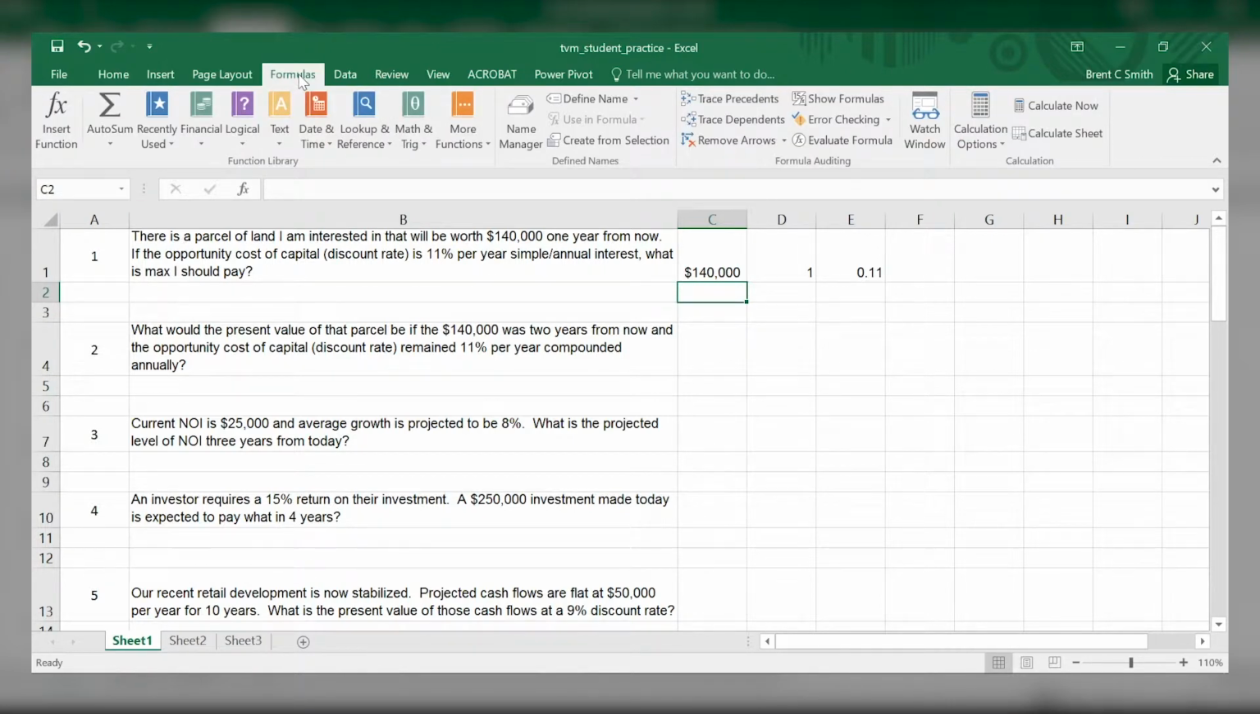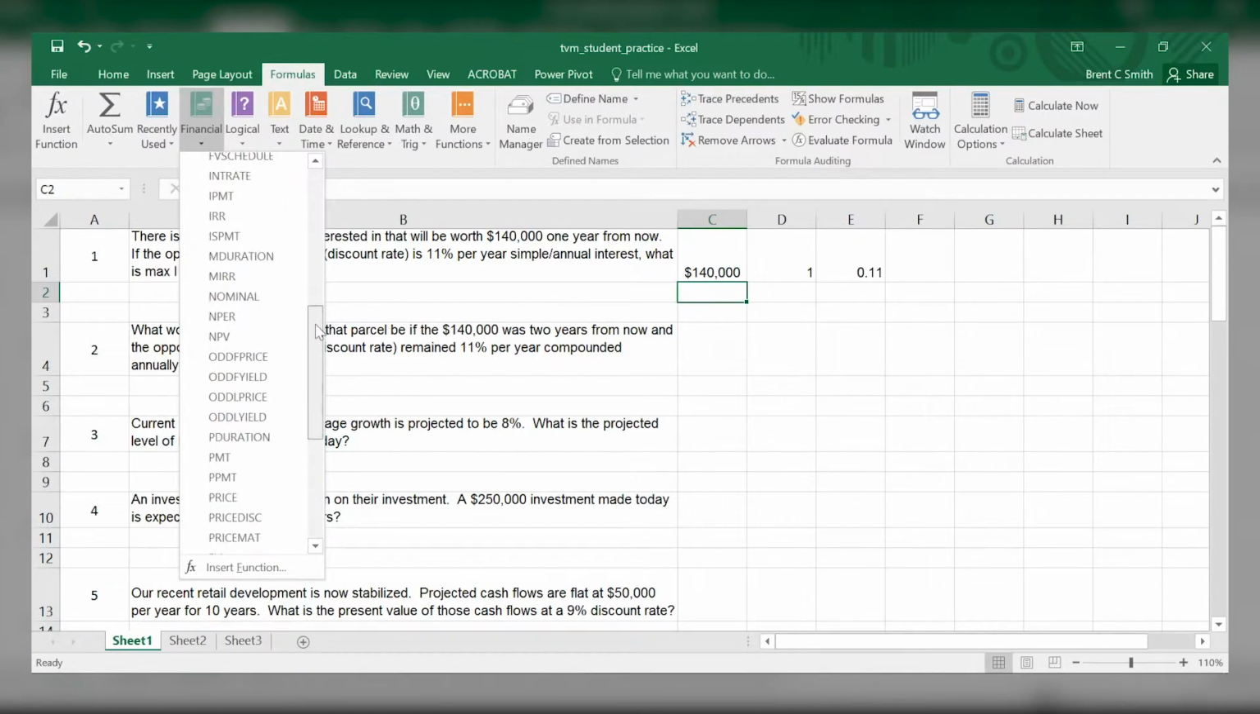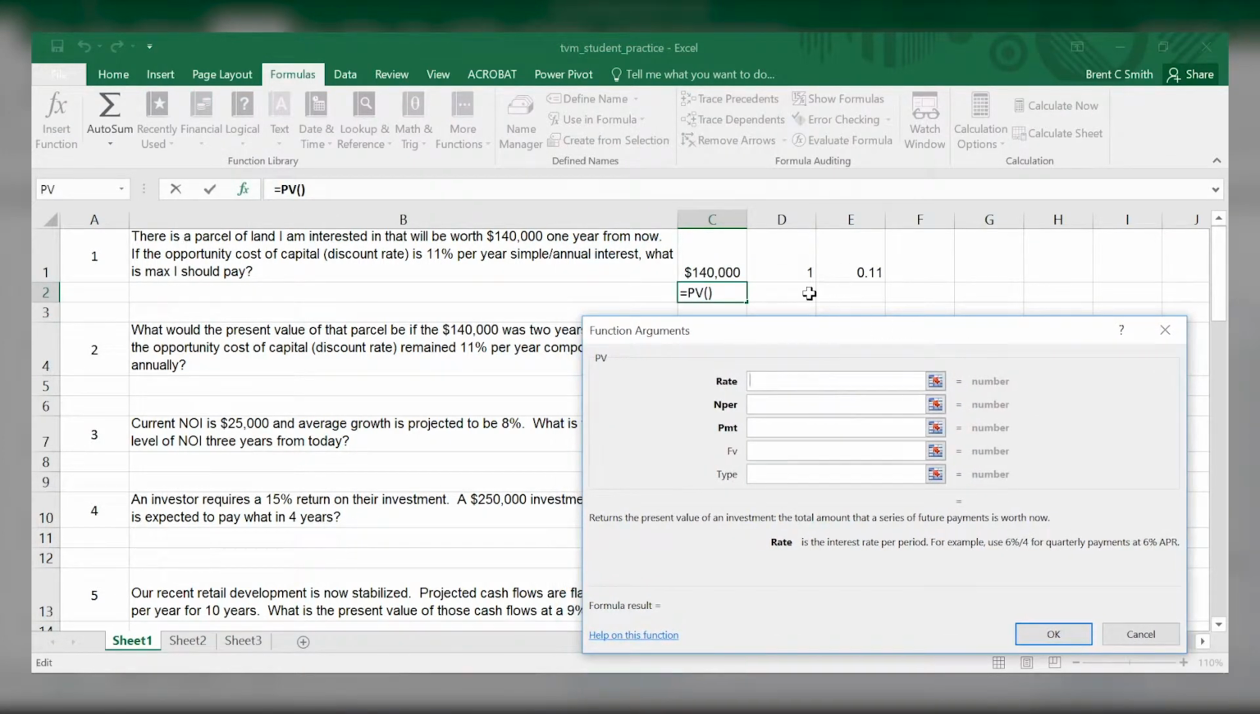So I'm going to formulas. I go to financial. And I know we've already determined that I want PV, so I'll pull up the present value. And this is the reason why these cells already have values in them. I'm trying to ensure that we get out of the habit of hard entering the numbers in here. So for example, we could easily do something like this, 0.11 for the rate, and the number of periods is 1. There's no payment, of course, and we know the future value is 140.